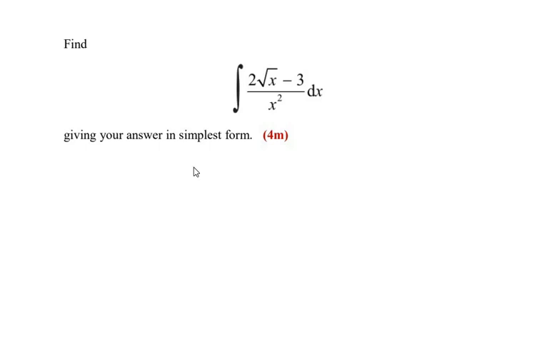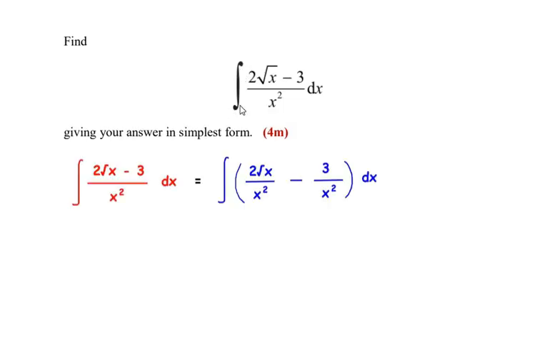In this video we are going to solve a question from indefinite integrals. Integrate 2 square root of x minus 3 over x square dx, giving your answer in simplest form. Now we call this integration an indefinite integral because the lower limit and upper limit of the integration are not mentioned. So this belongs to indefinite integrals.